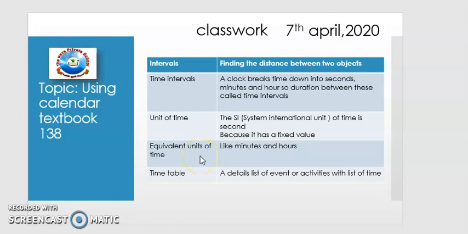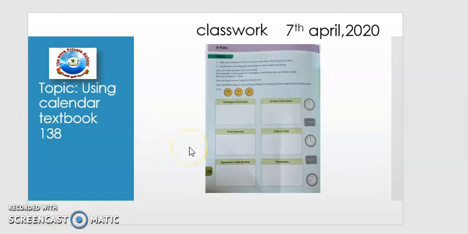And what about the rest? The other units of time come under equivalent units of time. When we are talking about equivalent units of time, it means minutes and hours. But when we are talking about the system international unit of time, that is second, because it has a fixed value. After this, timetables means a detailed list of your activities with all the times, as we have discussed in the last video.